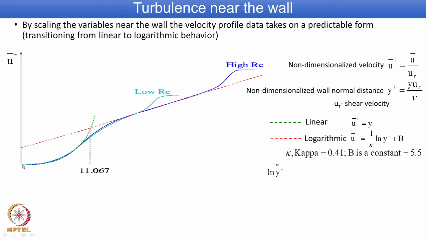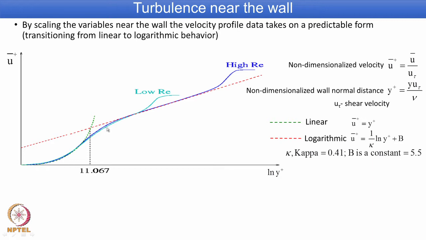So, when you say y plus is plotted on the x axis, this becomes the wall, that is y plus equal to 0, and this green color is an empirical relationship, and that is given by the relationship u bar plus equal to y plus. So, this green color line is an empirical relationship, and that is a linear relationship. Because we are using a semi-log plot, it appears as a curve.